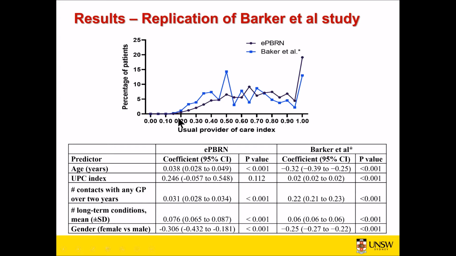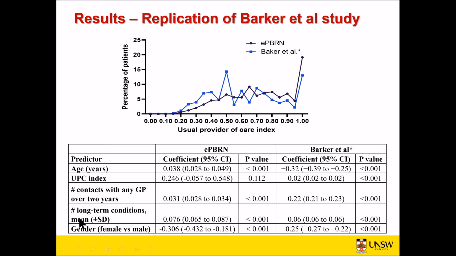Just looking at a quick comparison of the distribution of UPC index. The darker color is the ePBRN dataset, and the blue is the Barker et al. It does seem like a fairly similar distribution, where Barker et al. did seem to have a higher 0.5 UPC index in the cohort.